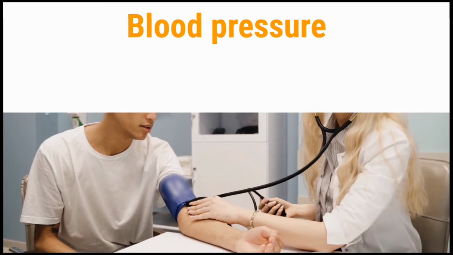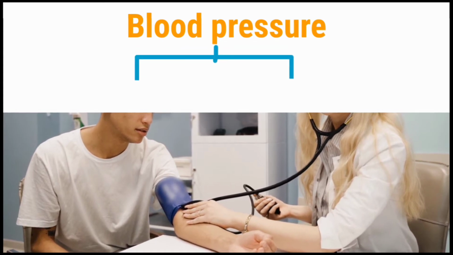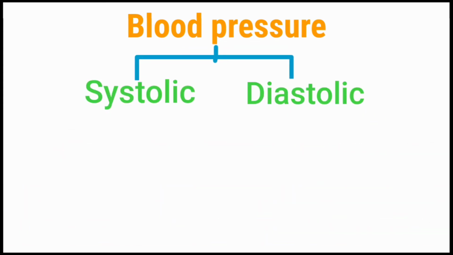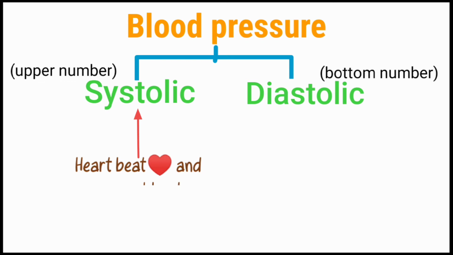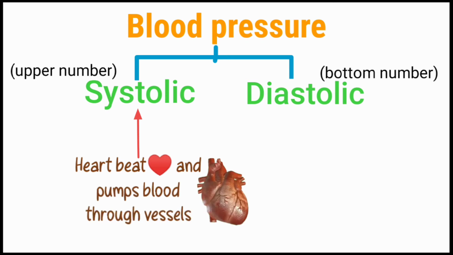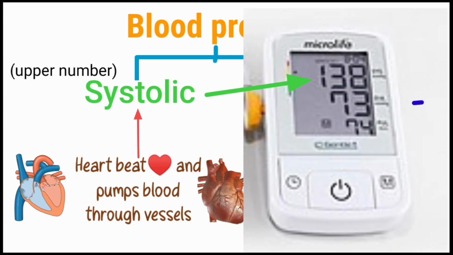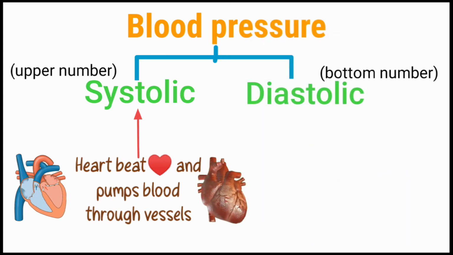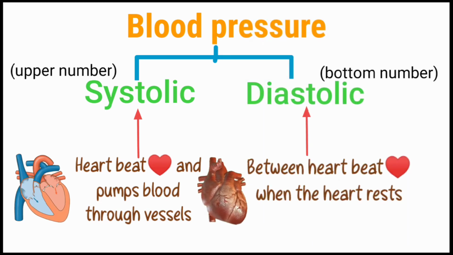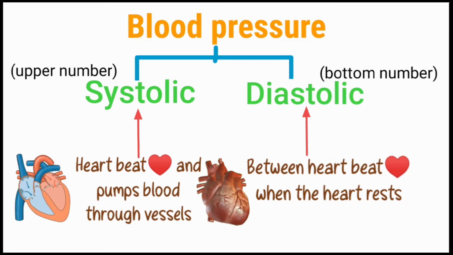We can measure two types of blood pressure, the systolic, the upper number, and the diastolic, the lower number. Simply, the systolic happens when the heart beats and pumps the blood through the blood vessels, so it appears higher than the diastolic, which shows the pressure between heartbeats when the heart rests, so it is obviously lower.